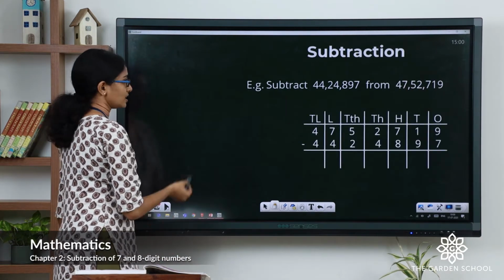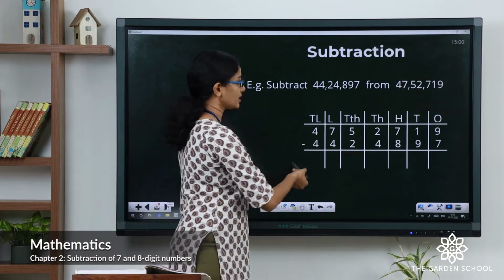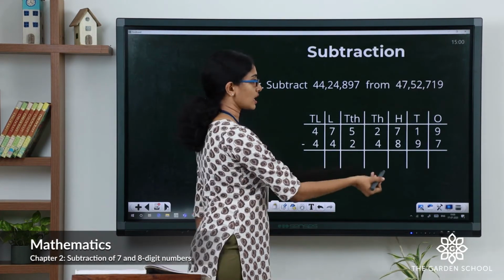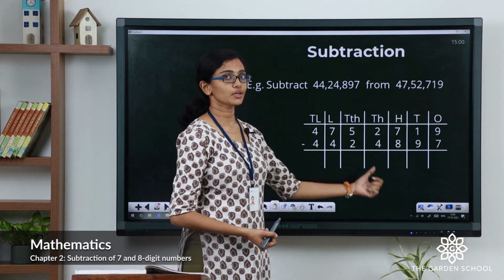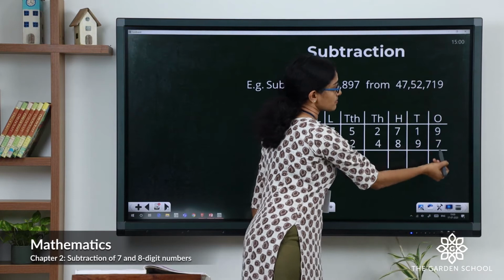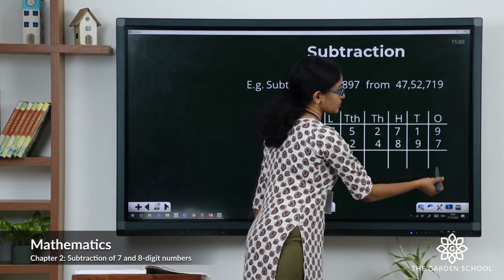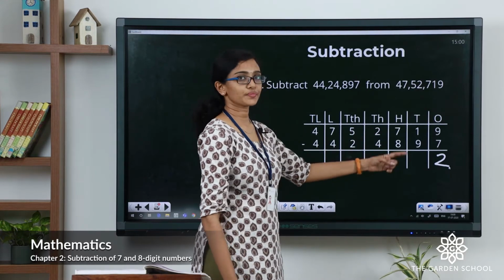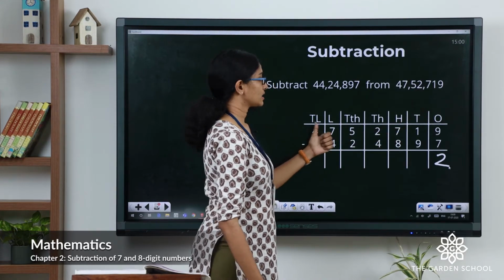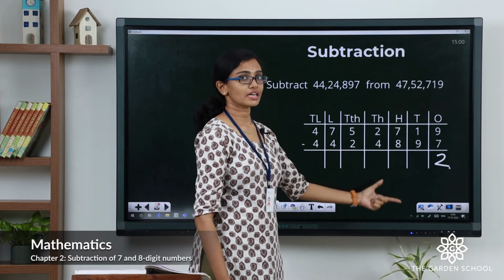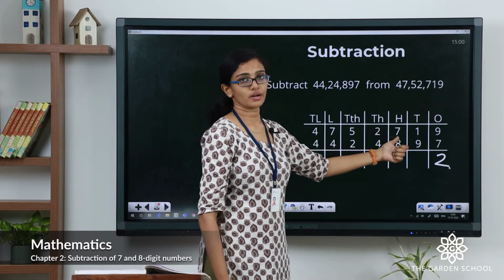Now, let's put the numbers on a face value chart. So, here we have the numbers. Similar to addition, we start subtracting from the ones and proceed to the higher places. So, let's subtract this one. 9 ones minus 7 ones gives you 2 ones, and in the tens place you have 1 ten in the minuend and 9 tens in the subtrahend. You cannot take away 9 from 1, right?